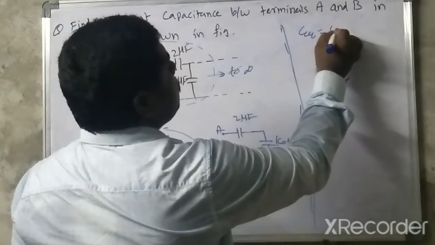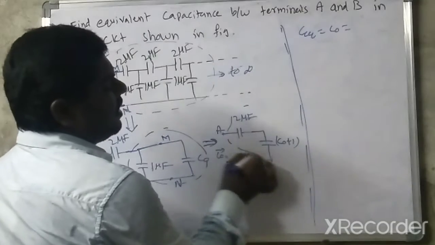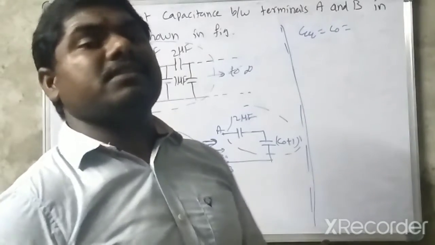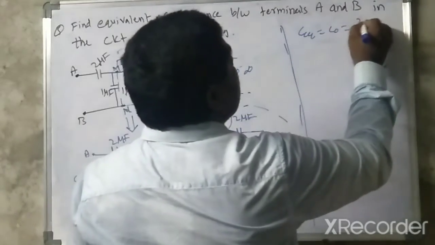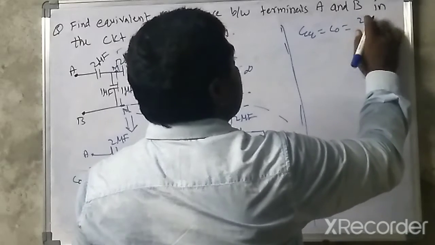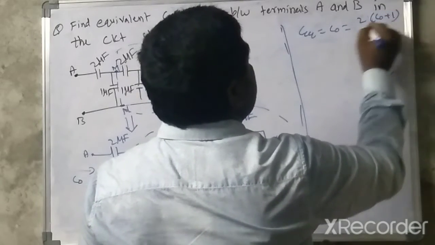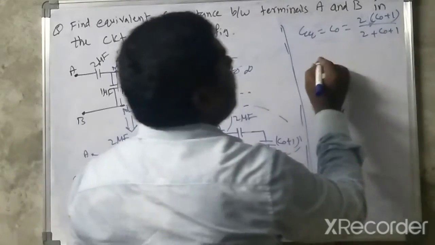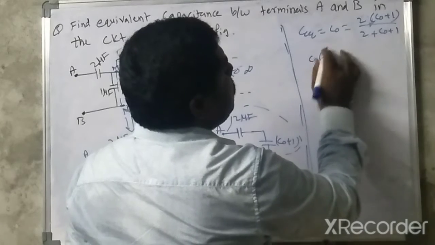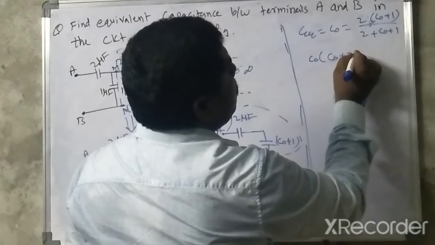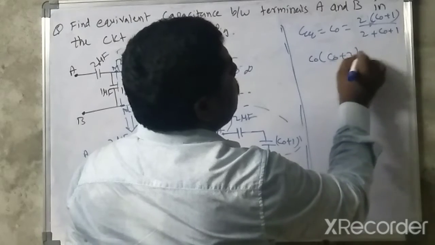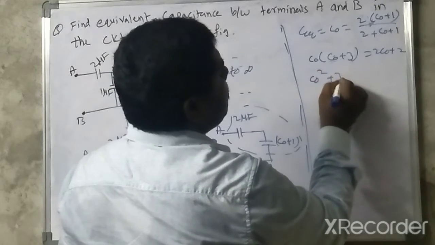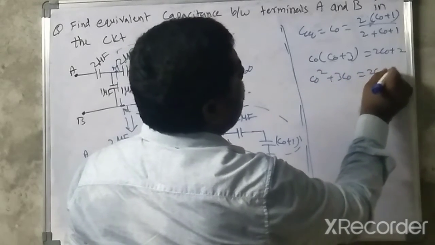C equivalent is equal to C naught, and now these two are connected in series, so it is C1 C2 divided by C1 plus C2. C1 is nothing but 2 into C2, which is C naught plus 1, divided by 2 plus C naught plus 1. Cross multiplying, C naught into C naught plus 3, since 2 plus 1 is 3, is equal to 2 C naught plus 2. So C naught square plus 3 C naught is equal to 2 C naught plus 2.